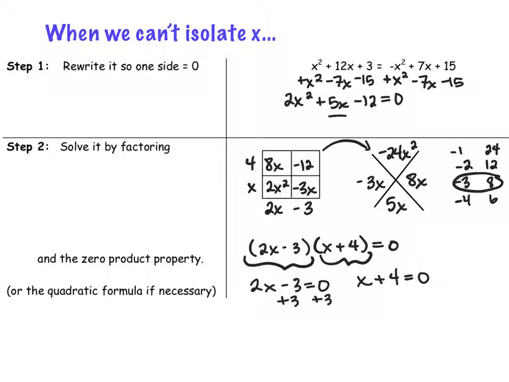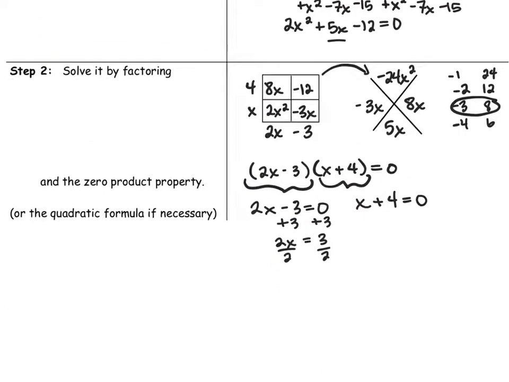Add 3 to both sides, so I've got 2x equals 3. Divide both sides by 2, and I have x equals 3 over 2, or I'm going to go ahead and put it as a decimal just for this one time. Then my other one, subtract 4 from both sides, I've got x equals negative 4. So x equals 1.5 and negative 4. Those are my two values for x.